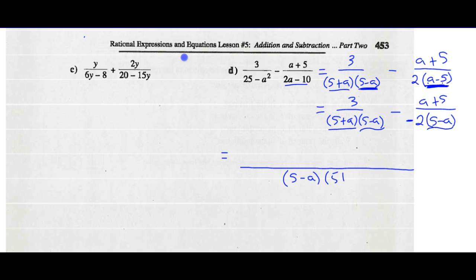Alright, and the minus 2. So that would be our common denominator. Negative 2 times 5 minus a times 5 plus a. That is our common denominator.